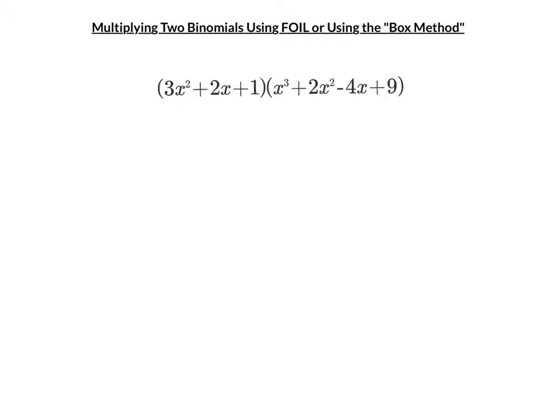Welcome to this screencast on multiplying two binomials using the FOIL method or using the box method. First, it might be good to mention how we multiply any two quantities together, regardless of how many terms each quantity has. A general rule of thumb is every term in the first quantity multiplies every term in the second quantity. We call that distributing terms to each other.